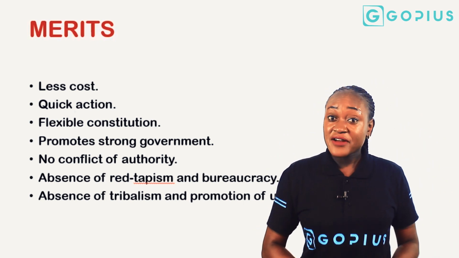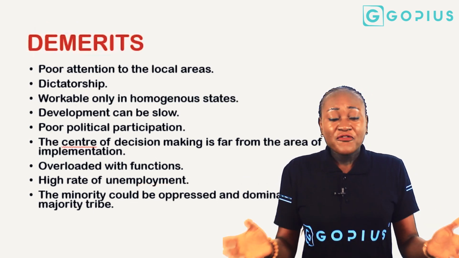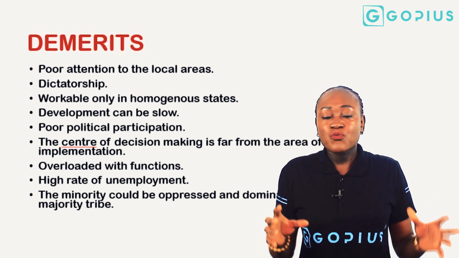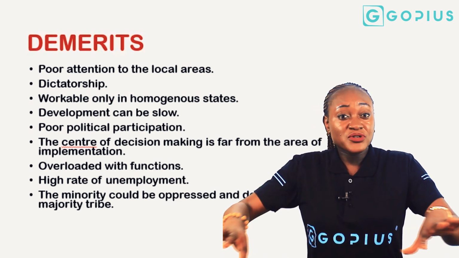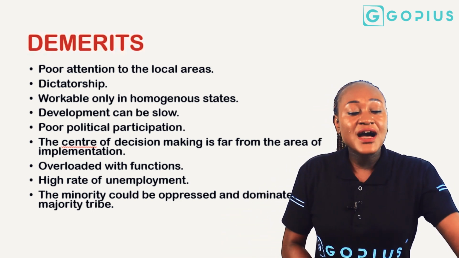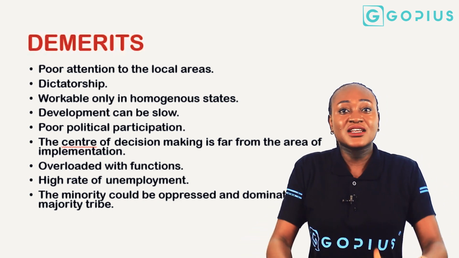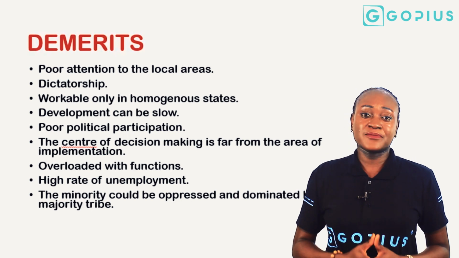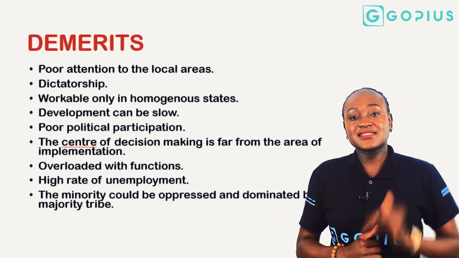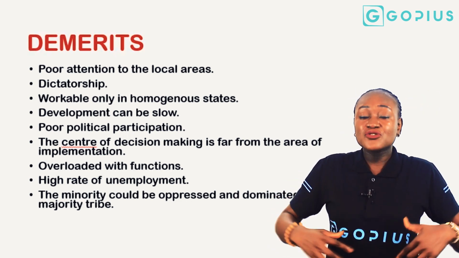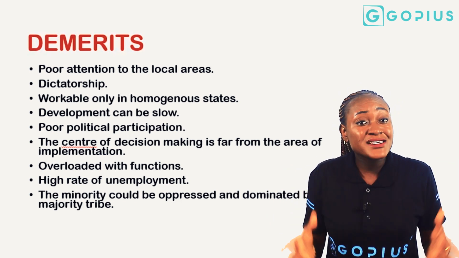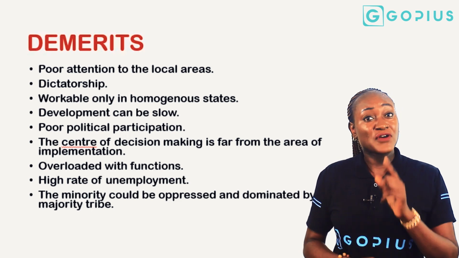But then there are demerits to this system. Of course, it would not pay particular attention to the local areas, unlike where we have subordinate units who would also look at the problems or the issues at the local areas. And this system can also accommodate dictatorship. Because power is at the center, it could make the person who is in charge become a tyrant or a dictator, and that's not good for governance.